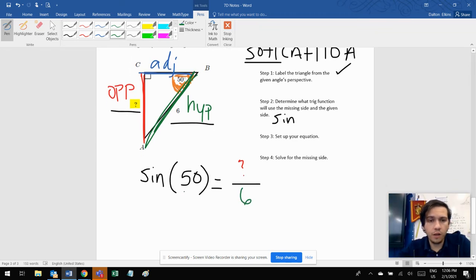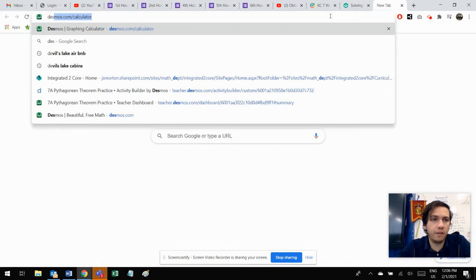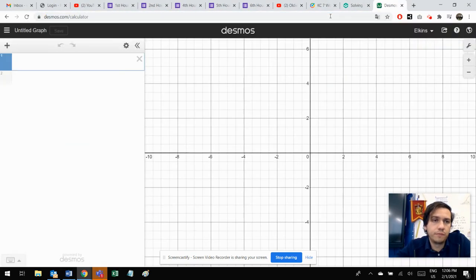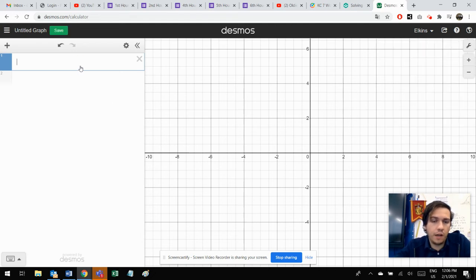Okay, now from here, we can actually determine the sine of 50. If I go into Desmos, again, change it to degrees, I can do the sine of 50. It's equal to 0.766. I'll round that to 2 decimal places. We'll do 0.77.